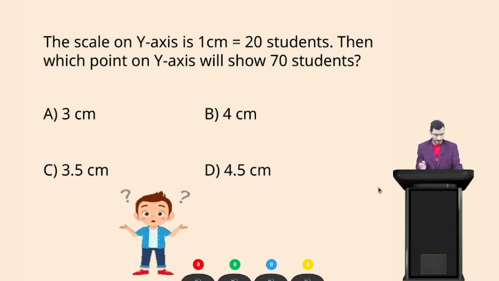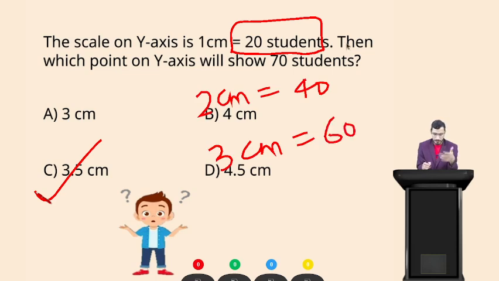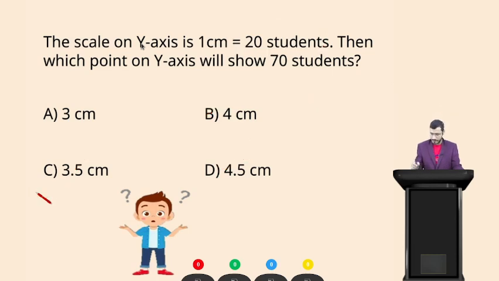Okay students, time's up. The right answer is option C. You can see 1 centimeter is equal to 20. If I ask you 2 centimeter, then 2 centimeter is equal to 40 students. 3 centimeter is 60 students, and 10 more means 3.5 centimeter. That is our right answer, because 1 centimeter is equal to 20, so 0.5 centimeter is equal to 10 students here. Remember. Now let's move to another part.